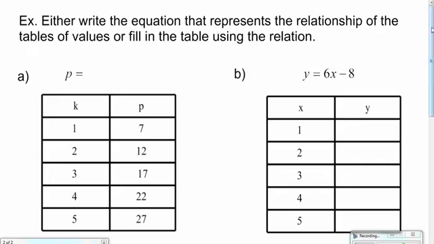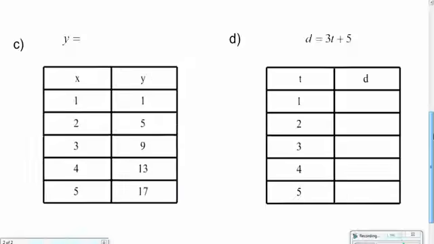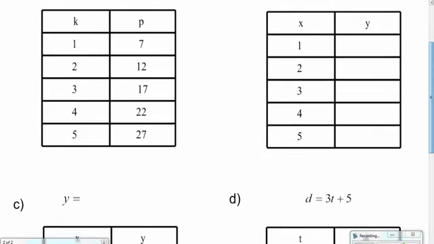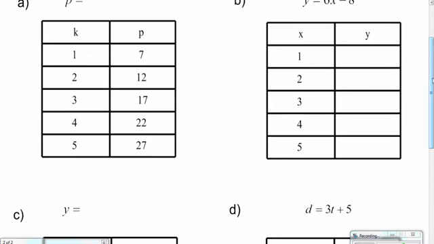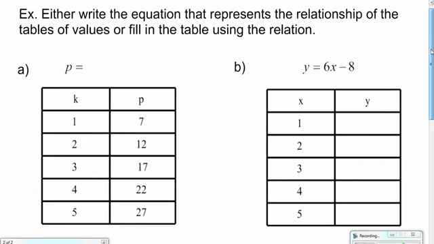Okay, so on these tables, two of the tables have the data given, but not the equation, and then the other two have the equation given and not the data. So we're gonna use what we have to help us fill in the missing piece. So for letter A, we don't know the equation. We do know that P is dependent, so P is equal to whatever happens to K. And so we need to figure out what that is.